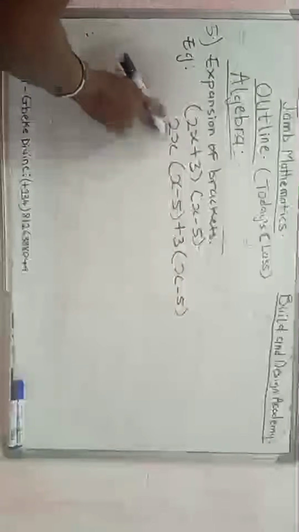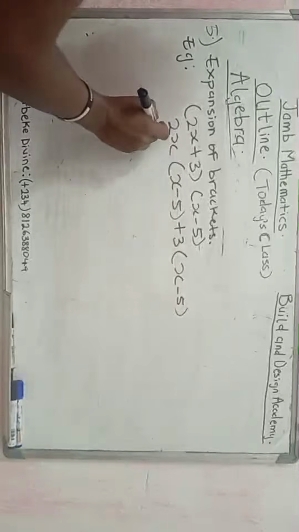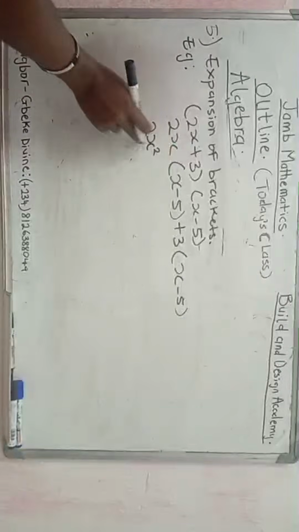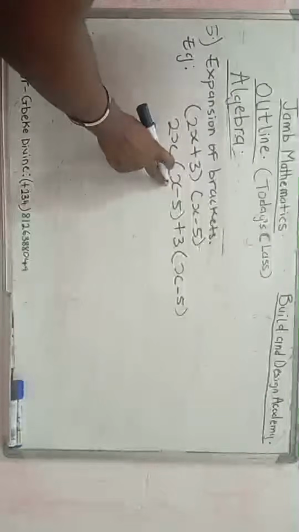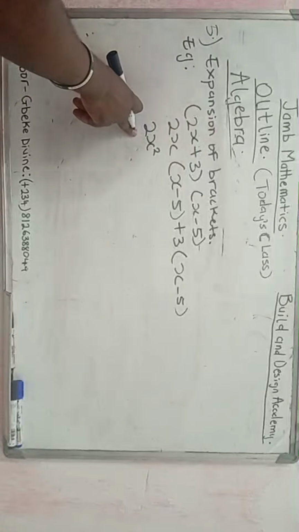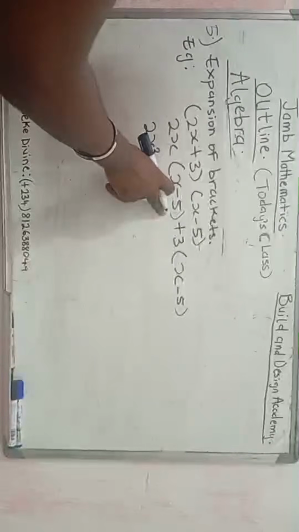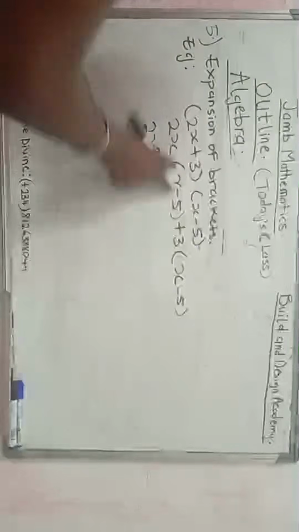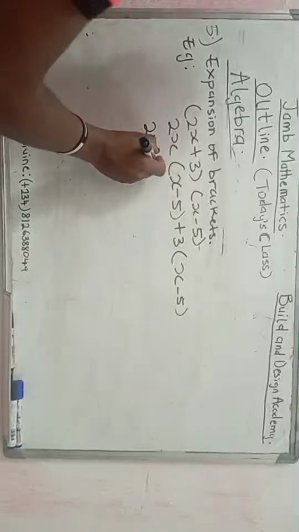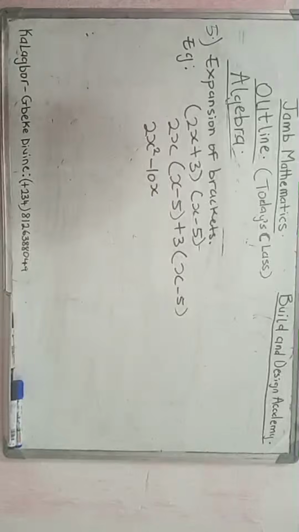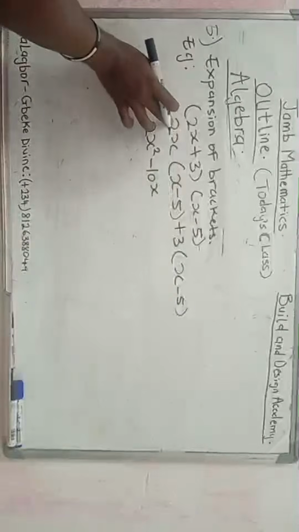So 2x times x will give us what? 2 what? x squared. You know how we got x squared? I'll show you in the next law. That's from the law of indices, the multiplication law. Now 2x times minus 5 will give us what? Take note of this sign. Minus here, plus here. So it will give us minus what? 10x.